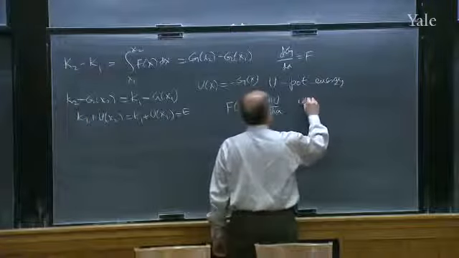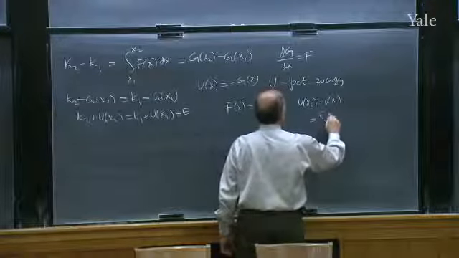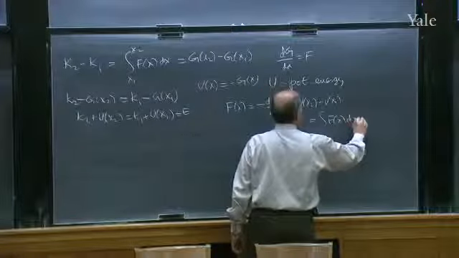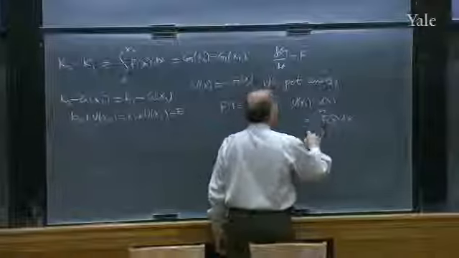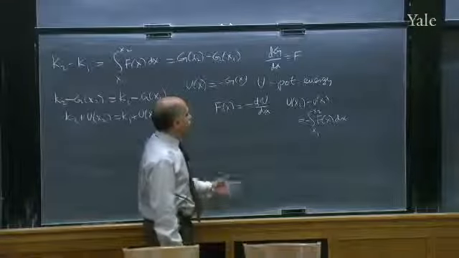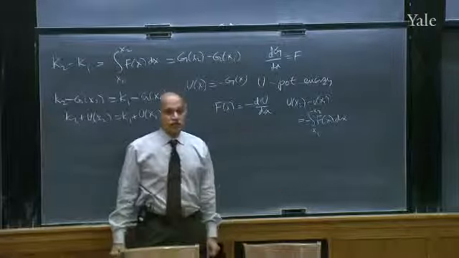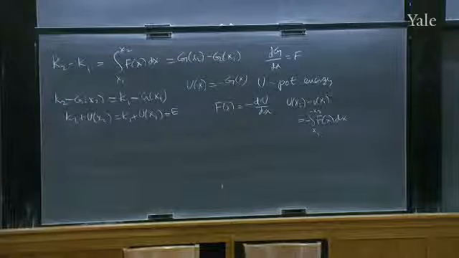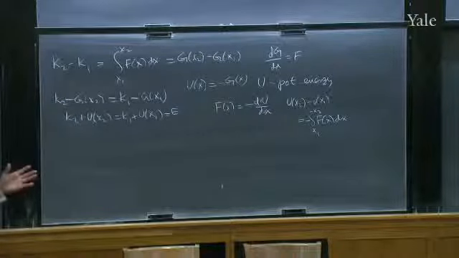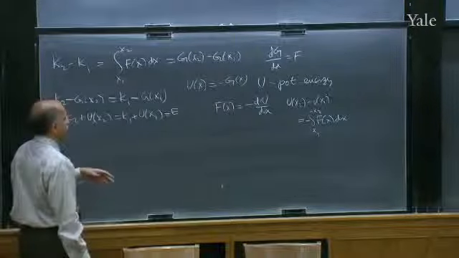And you can also say u of x2 minus u of x1 is minus the integral of f of x dx from x1 to x2. That's a minus sign here. Again, the minus sign is present because f was defined to be minus the derivative of u. So you can go back and forth from potential to force and force to potential. If you knew the force, you can integrate it to get the potential. If you knew the potential, you can differentiate it to get the force.